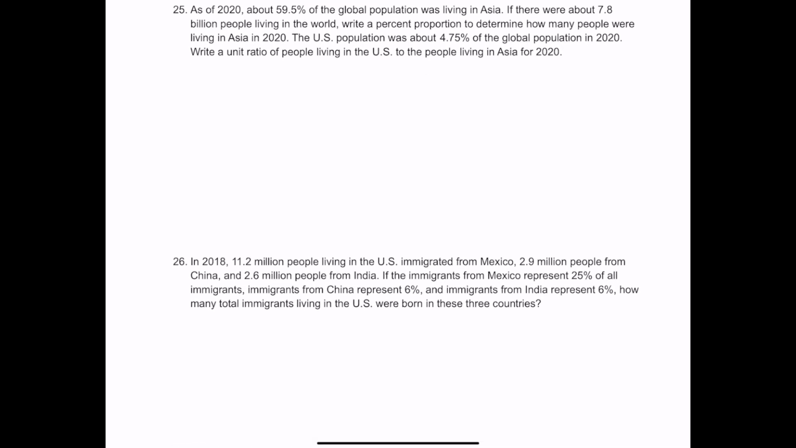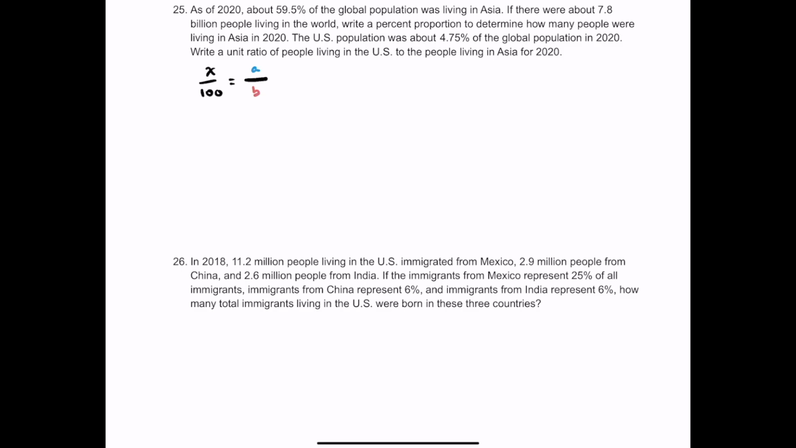Number 25 says, as of 2020, about 59.5% of the global population was living in Asia. If there were about 7.8 billion people living in the world, write a percent proportion to determine how many people are living in Asia. Then it says the US population was about 4.75% of the global population in 2020, right? Find a unit ratio of people living in the US to the people living in Asia. Okay, so for the percent proportion for the first part, that's going to be x over 100 is equal to the part over the whole, a over b.